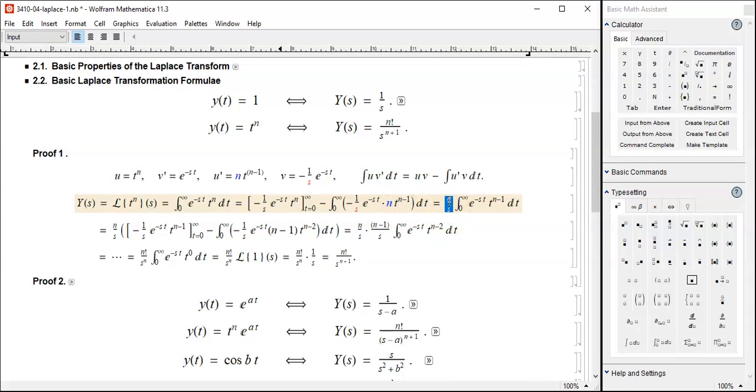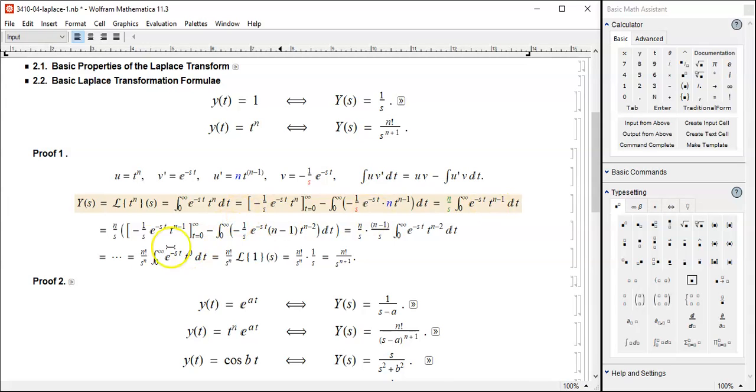And then put those together. Let me use green this time. So we have n over s came from the integration by parts. And then in the end, what did you get? We get the Laplace transform of t to the n minus first power.